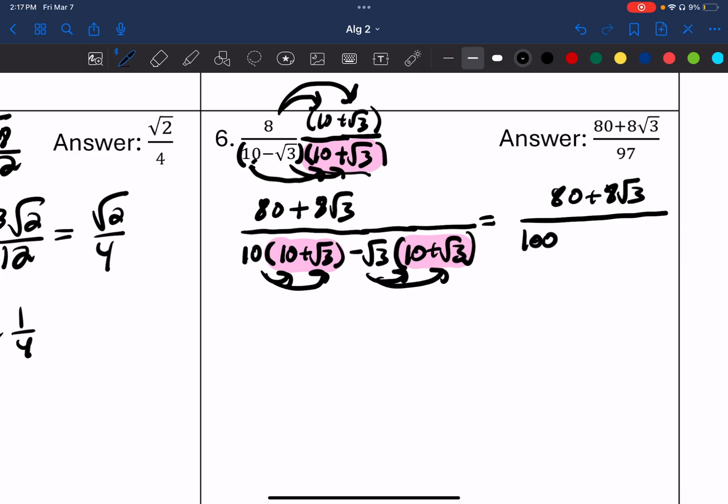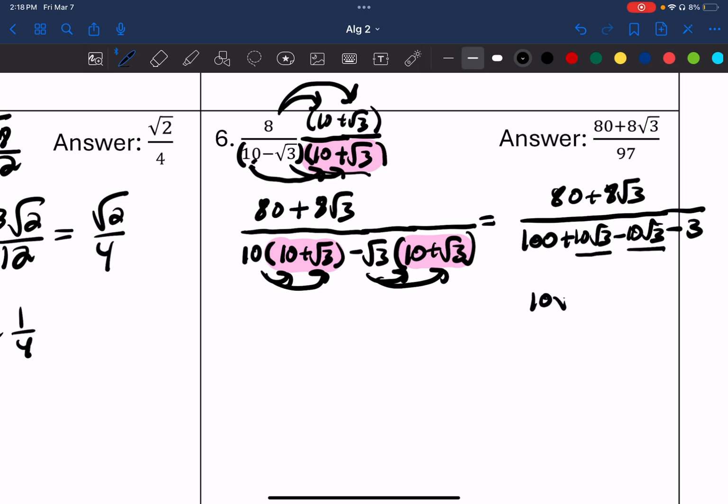10 times 10 is 100. 10 times root 3 is plus 10 root 3. Minus root 3 times 10, well, that's minus 10 root 3, right? We usually write the number before the radical. And then minus root 3 times a positive 3, that's minus 3. If you're not sure about that, think about it as root 3 times root 3 is root 9 or just 3. You know, root 3 times root 3 is 3, but one of them's negative, so the answer would be negative. And what we see here is we have a positive 10 root 3 and a minus 10 root 3.